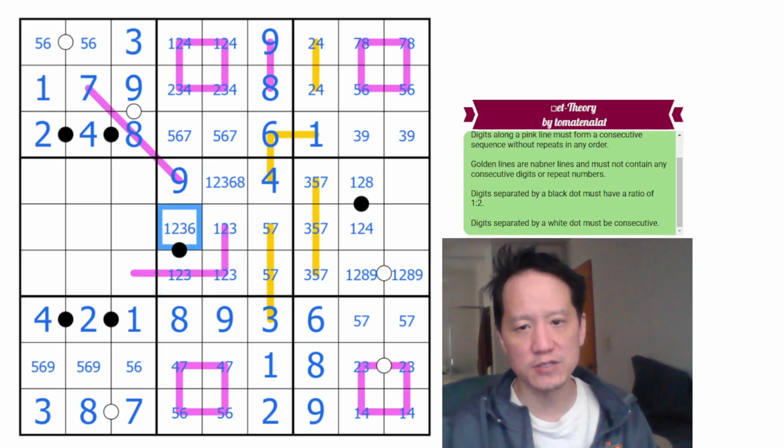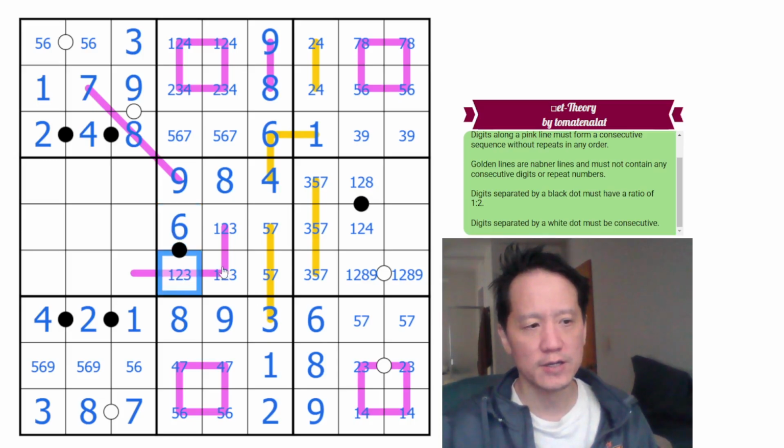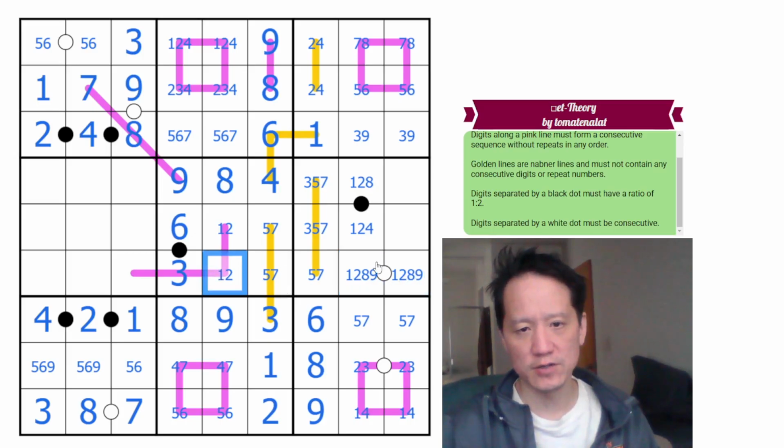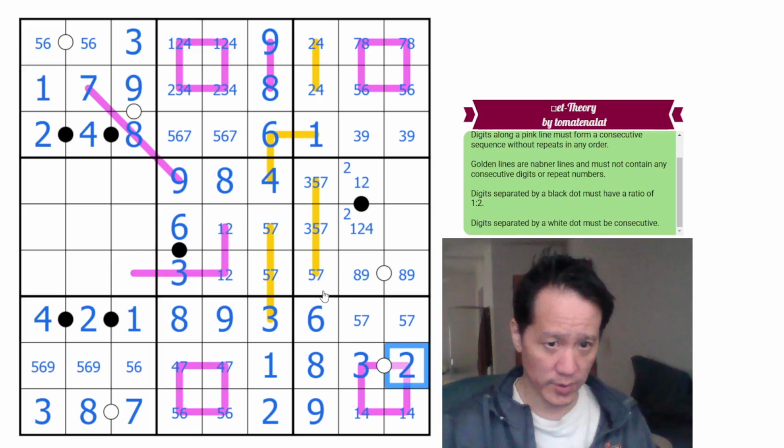So this must be a 6, which makes this an 8. This 6 means this has to be a 3 to be in a 1 and 2 ratio with it. Therefore, this can't be 3. This is 1 and 2. Therefore, these pairs cannot be 1 or 2 to add up to, because that would eliminate all possibilities for that cell. So this has to be specifically 8 and 9, which means the 2 does have to be here, which means this can't be 2. So this is 3, which makes that a 2.